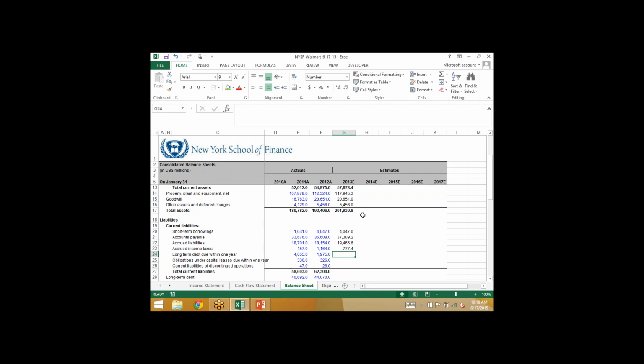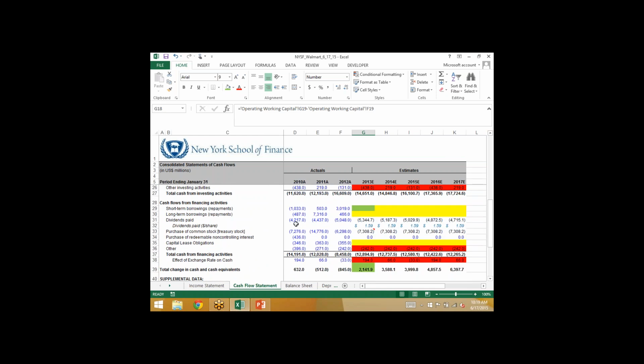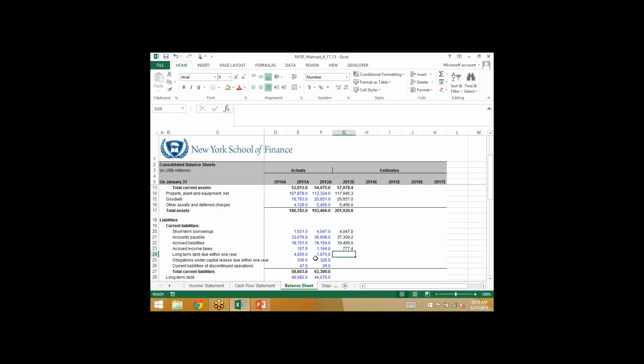Current portion of long-term liabilities, which doesn't exist. For some reason they don't have a line item for it. So if they don't have a line item for it, we'll keep it flat. Long-term debt due within a year, we'll stay flat. There is no current portion of long-term liabilities to affect that.